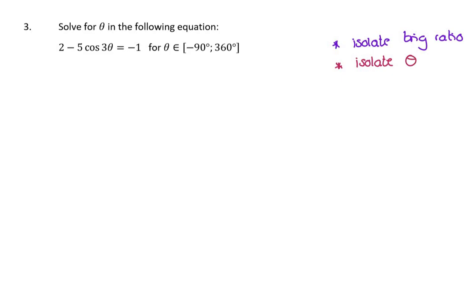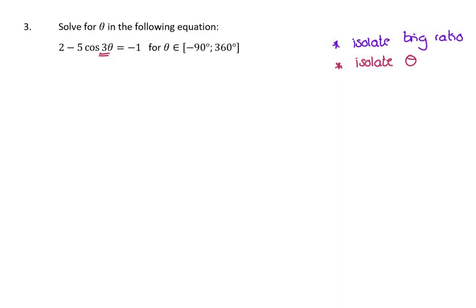So that's what we learned in example 2, and we're going to have to use it here because there's a 3 theta, and I'm going to need to isolate theta. So those are the two techniques we learned tonight. Again, I'm saying tonight because I'm making this video tonight. Two things we've learned in this lesson.